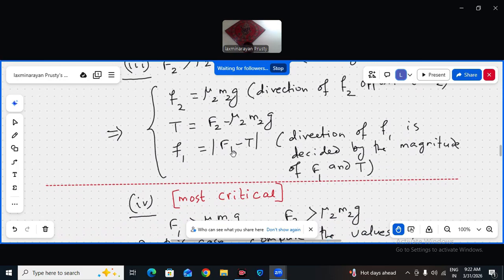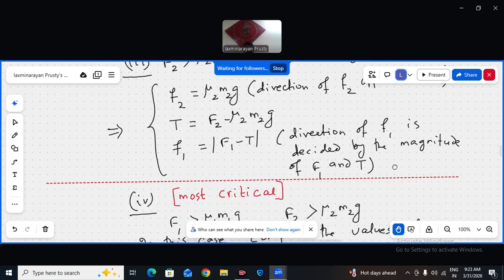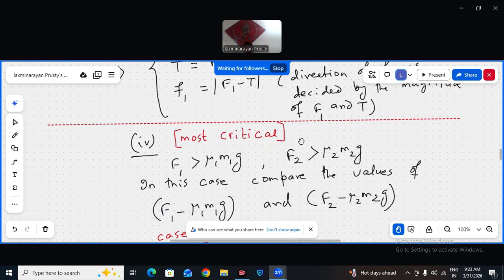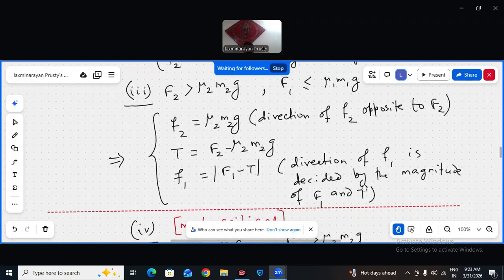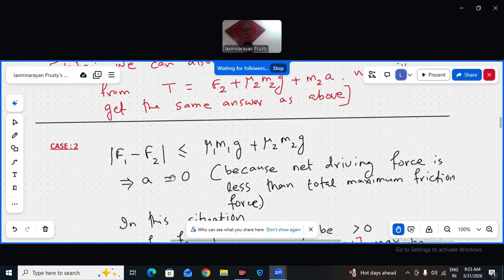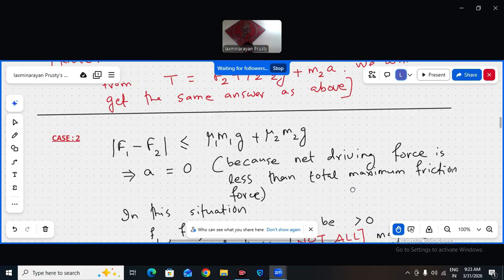If capital F1 is greater than T, then the friction force will oppose capital F1, or if T is greater than capital F1, the friction force will be opposite to the T direction, in the direction of capital F1. Those are the three subcases. Now, the fourth subcase is the most critical, the fourth subcase under case 2. Case 2 is what? The net driving force is less than the total maximum friction force.